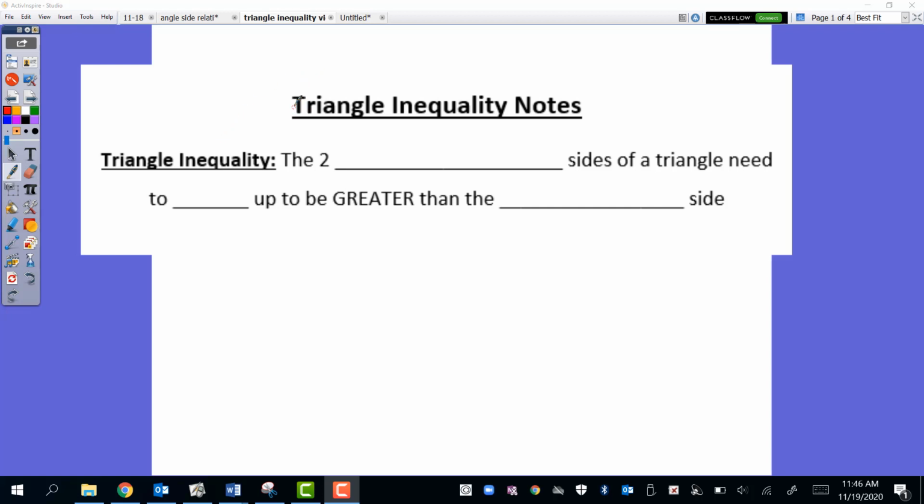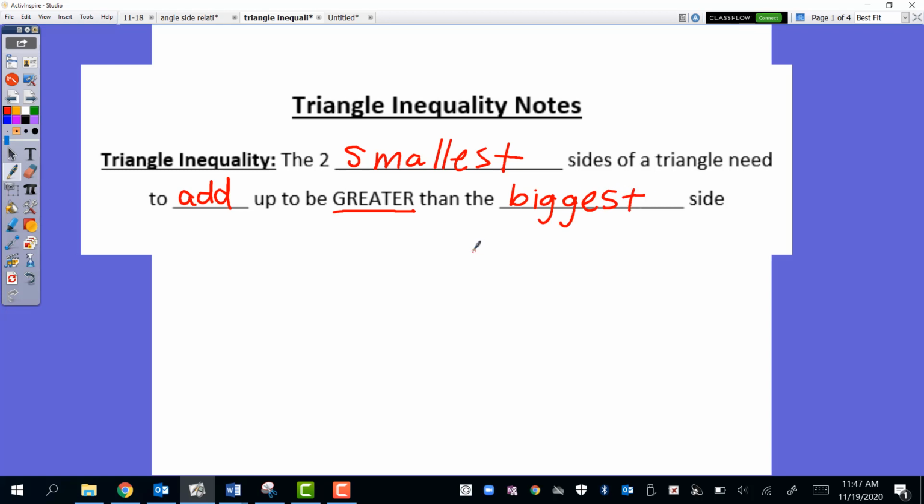Okay, so our next topic is on triangle inequality. Triangle inequality talks about what three numbers could actually be the size of a triangle. Not any three numbers can make up a triangle. So the rule for triangle inequality is the two smallest sides of the triangle need to add up to be greater than the biggest side.